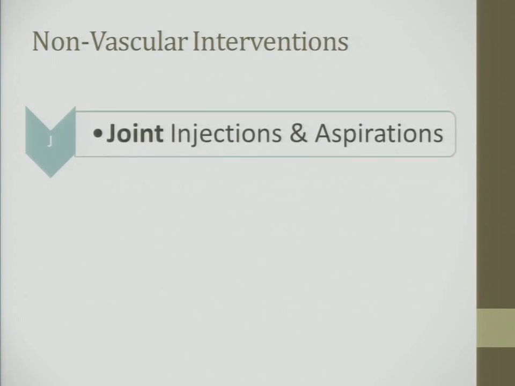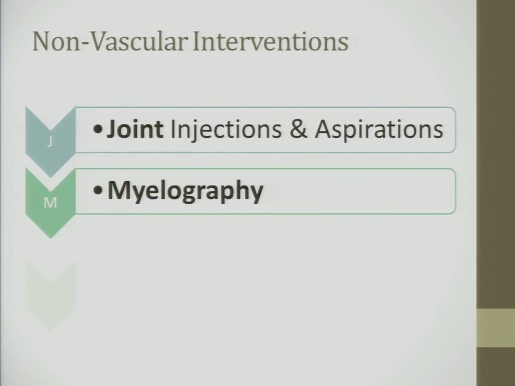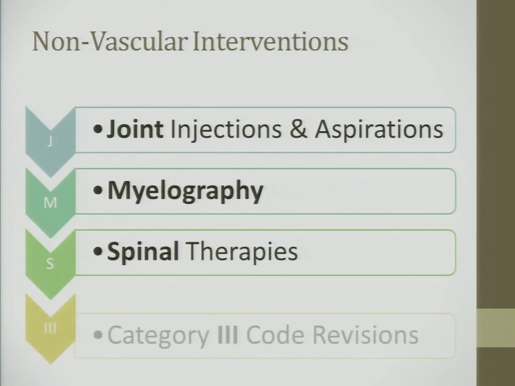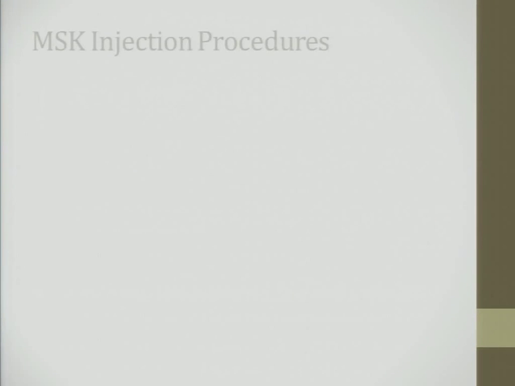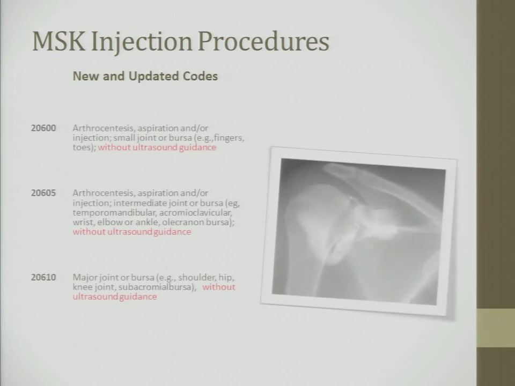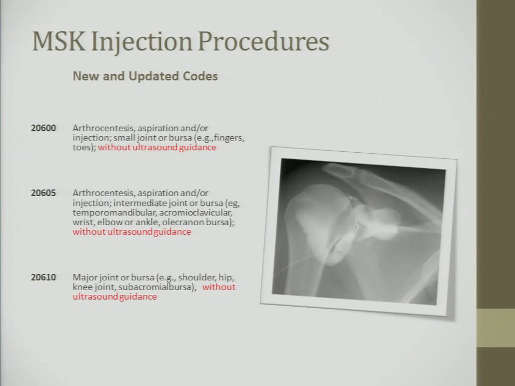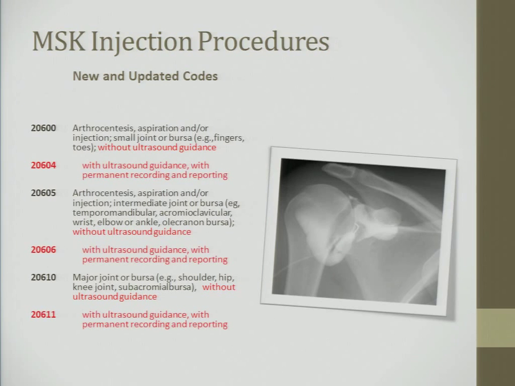We'll start with non-vascular interventions and talk about joint injection and aspirations, myelography, vertebroplasty and kyphoplasty, and some Category 3 code revisions. With regard to joint injections, we now have some updates to those codes that specify without imaging guidance to differentiate them from new codes that have been created. The new codes are complementary to these modified injection codes, but they do specify with imaging guidance. This bundles the imaging, supervision, and interpretation into the injection procedures.